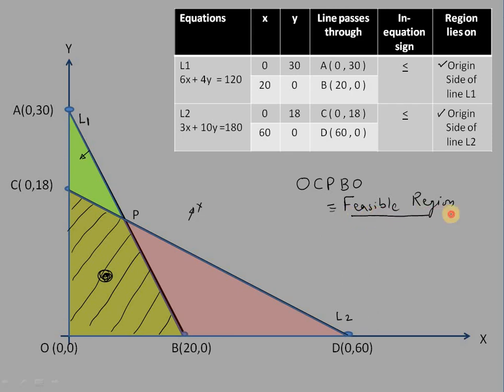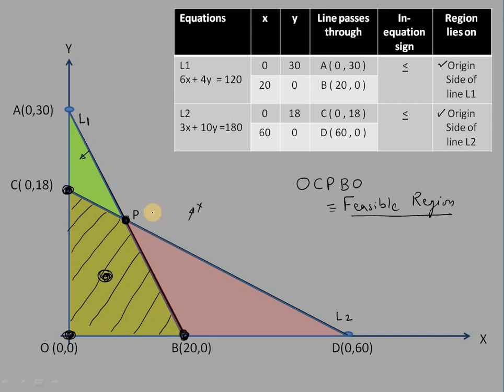Now remember one thing. Which are the corners of the feasible region? This is one corner. This is another corner. This is the third corner and this is the fourth corner. Now, children, we have to maximize the profit. Your profit will be maximum only at one of these corners, or maybe two of these corners.